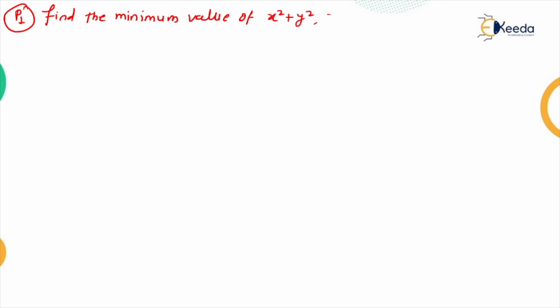Example number 1, problem number 1, P1: find the minimum value of x square plus y square, subject to the condition ax plus by equals c. Let's see how it will be solved.